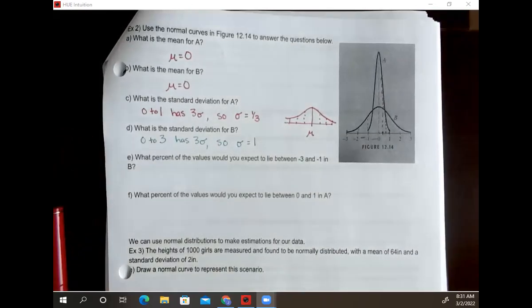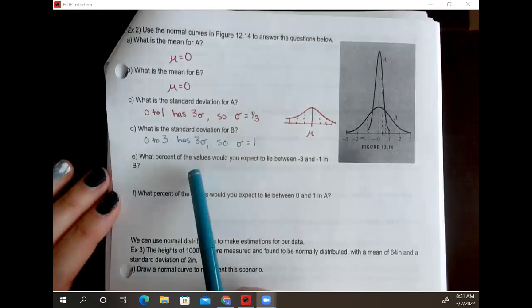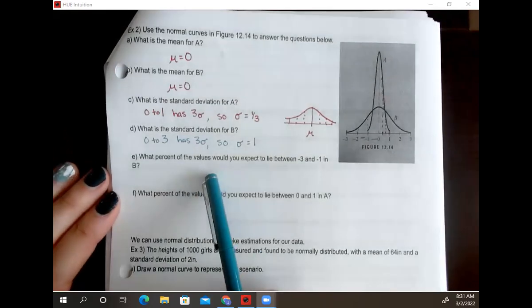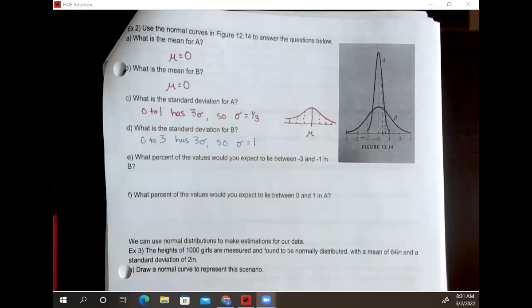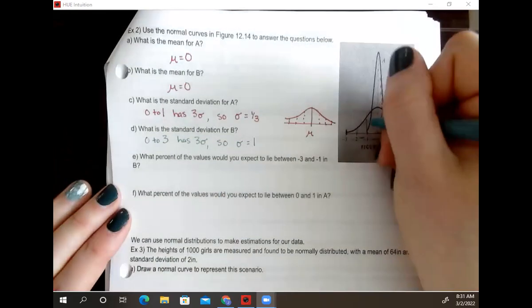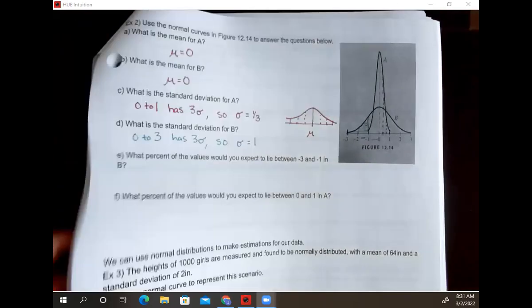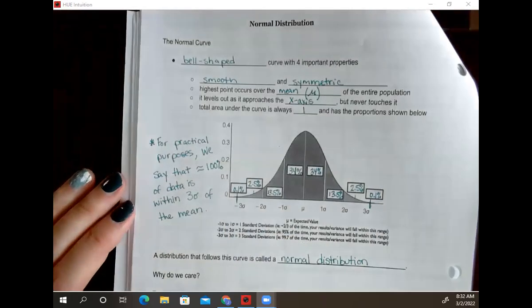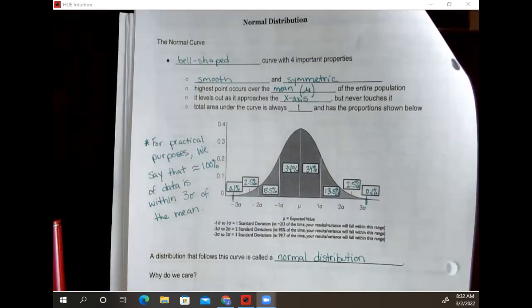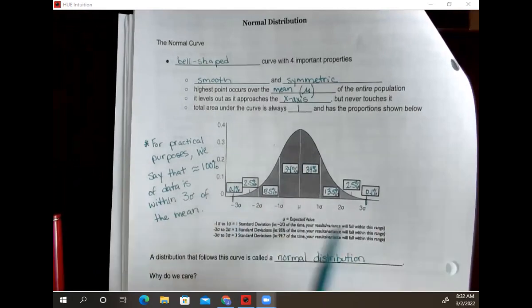Once I know the mean and the standard deviation, I can start to say things about how much data I would expect to be between certain values for my data set. So I want to know for E, what percent of values would I expect to lie between -3 and -1 in set B? Every normally distributed set is going to follow this same breakdown, this same pattern, okay? Now, it may not be exactly perfect, but it's going to be close enough that we're just going to keep referring back to these percentages for today, okay?